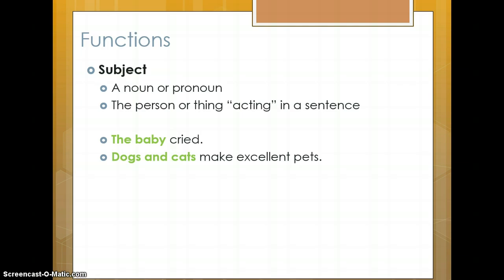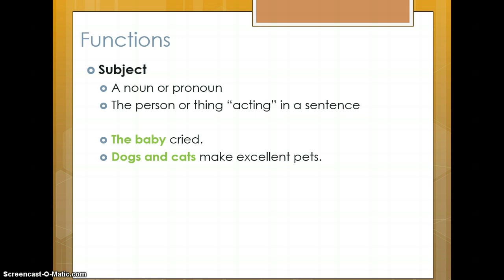The first function we have is a simple one, a subject. A subject is a noun or a pronoun. It's the thing that's acting in the sentence. Whatever the doer is, the subject of the sentence. So the baby is the subject. Dogs and cats are the subject. Dogs and cats are actually a compound subject. More than one thing can make up the subject. They are doing whatever the verb is. They are crying. They are making excellent pets. They're the subject of the sentence.